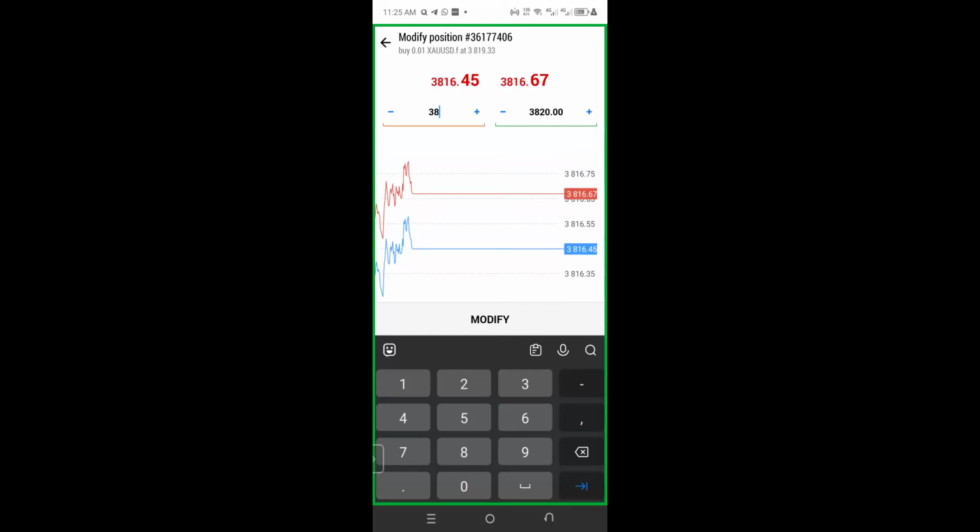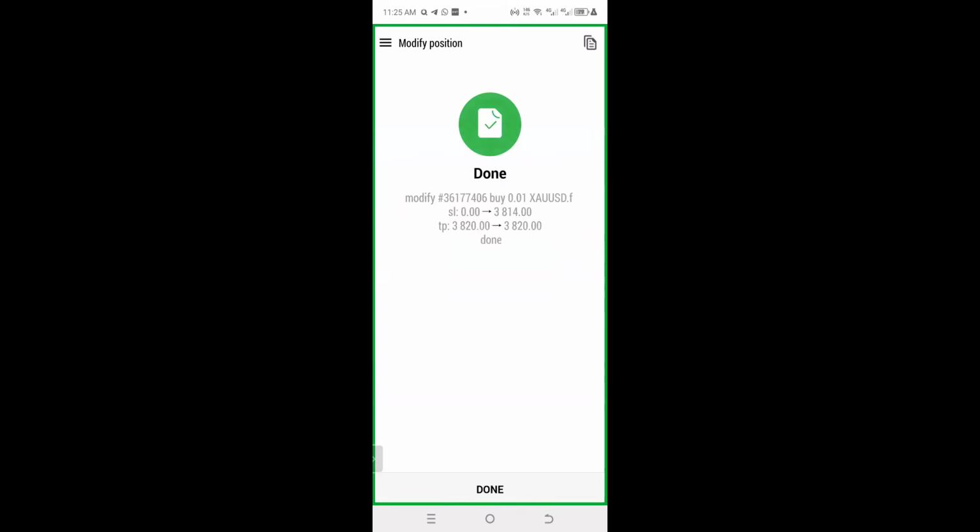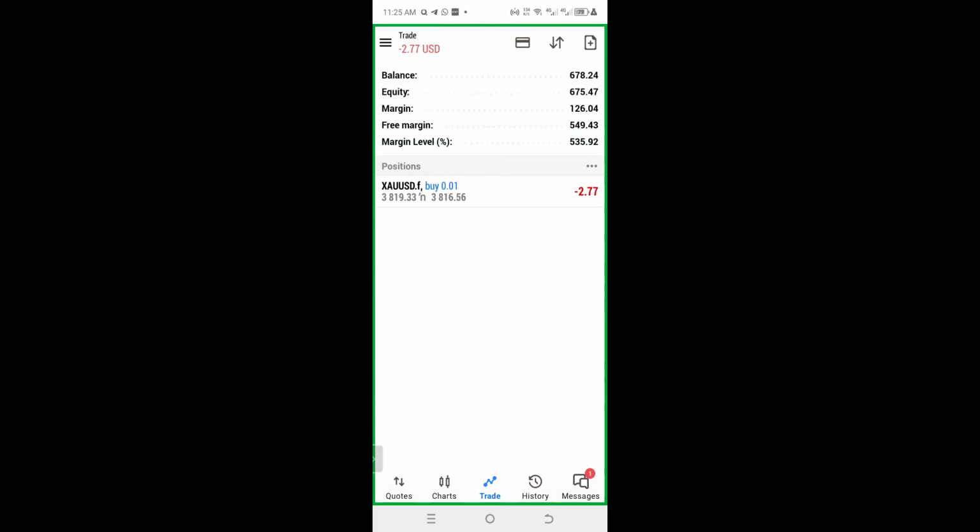Let me just put this at 38.14. For any reason the market wants to retreat to that point, it should not put me in more losses than this 2 point something or 3 or 4. I'll be okay with that. It would be unprofessional for me to have reduced the loss of the very first entry up to $3 and still go back to maybe $6 or $7. That is very unprofessional, right?